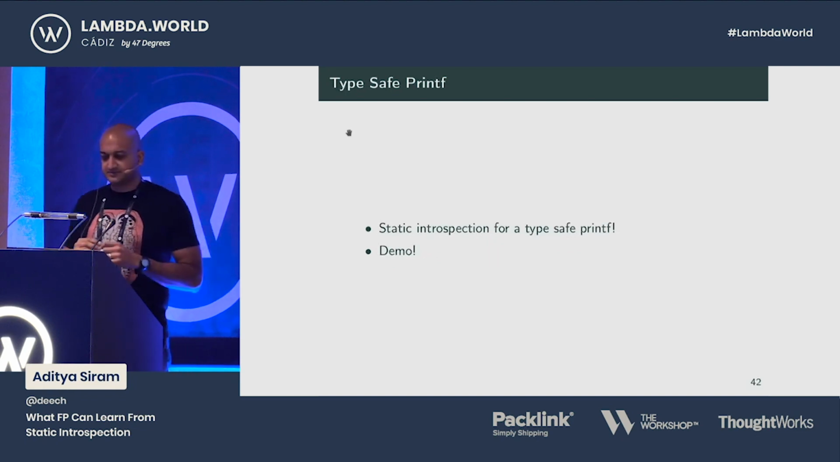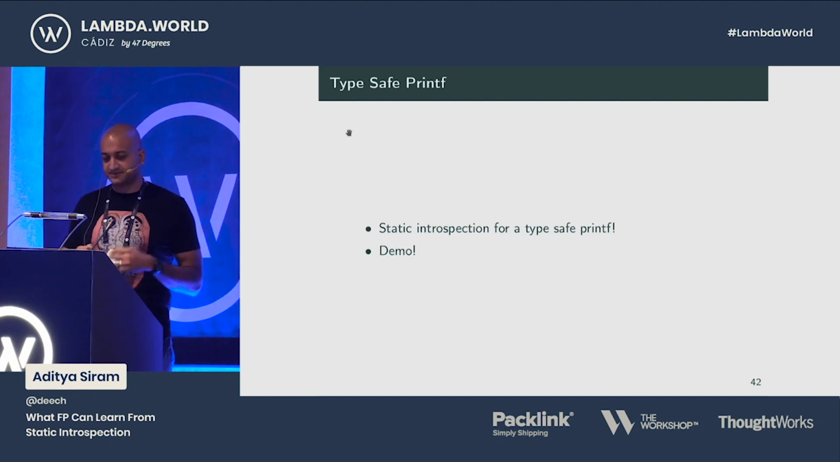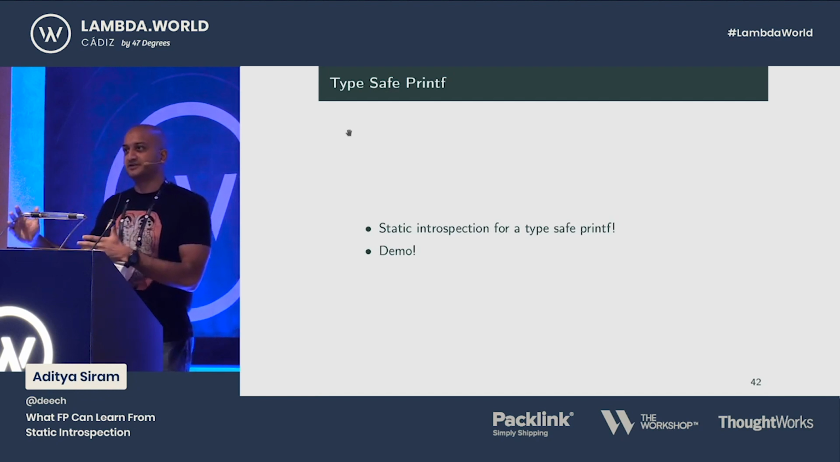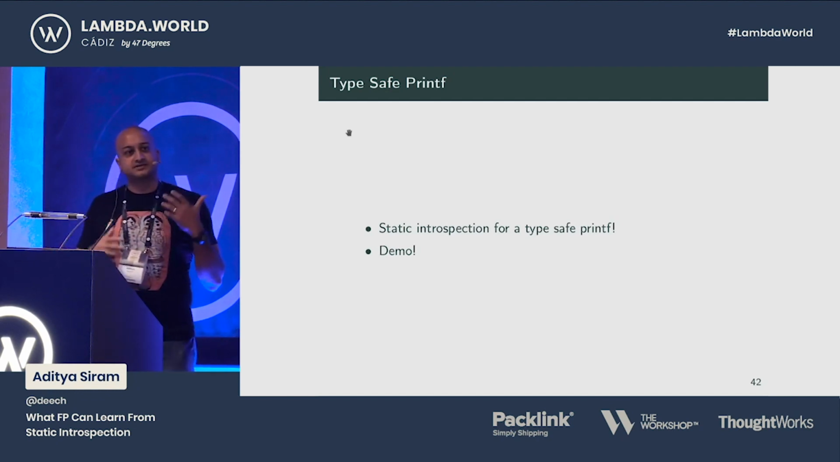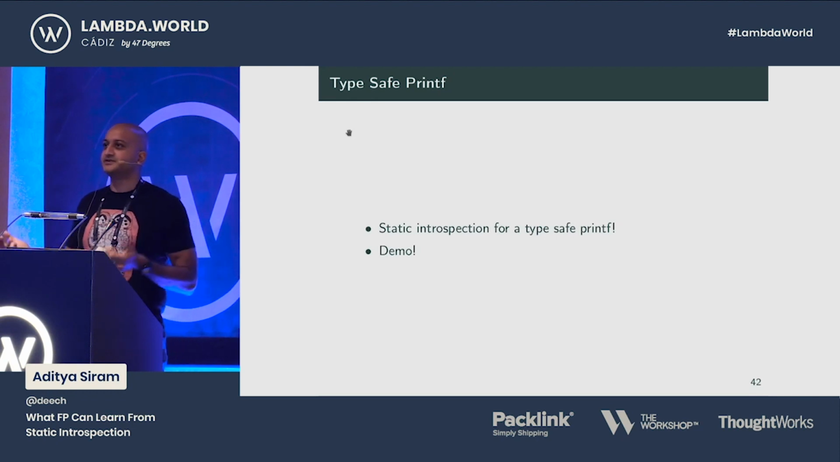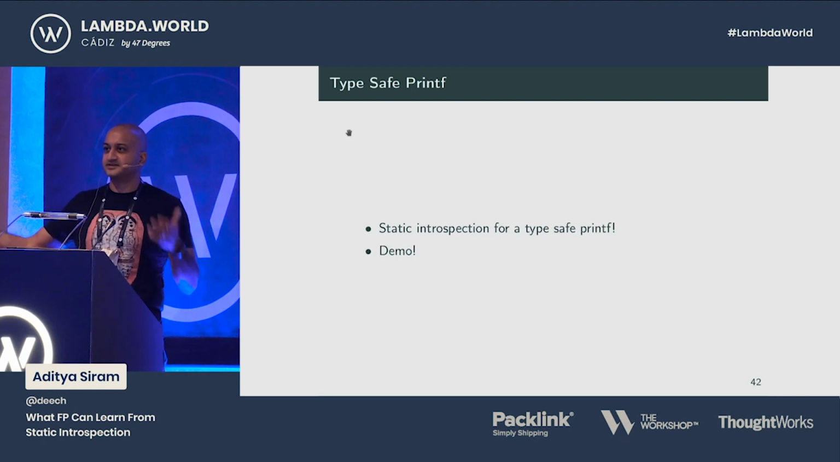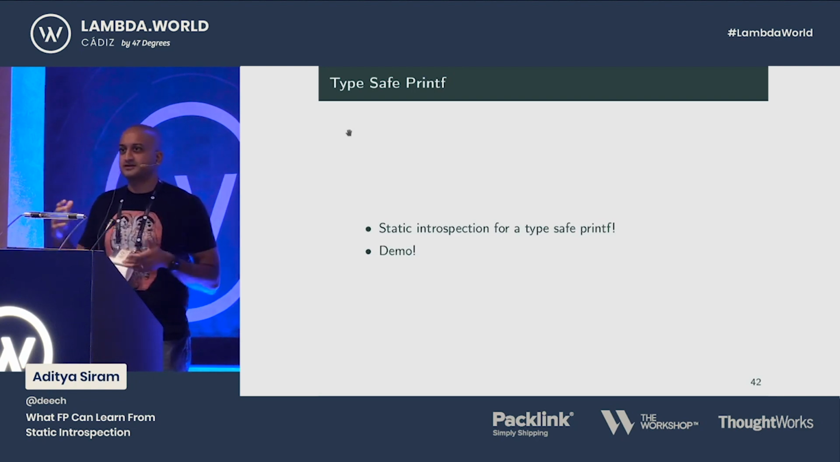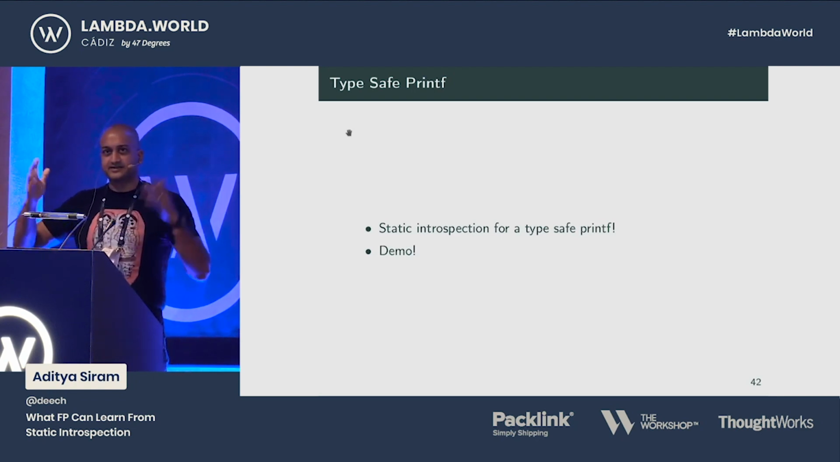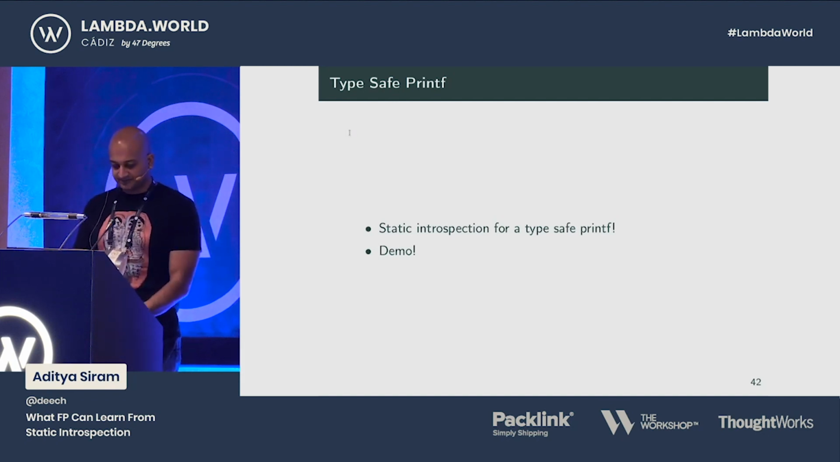Here we have a typesafe printf. This is my next demo. I'm going to have static introspection give you a typesafe printf. This is the kind of trick that usually is in the realm of dependently typed languages. A typesafe printf or a length-indexed vector is their go-to example. So I'm going to show you what a typesafe printf looks like.